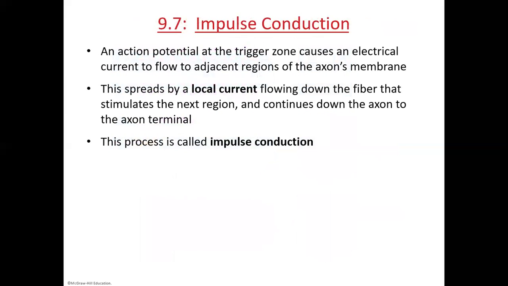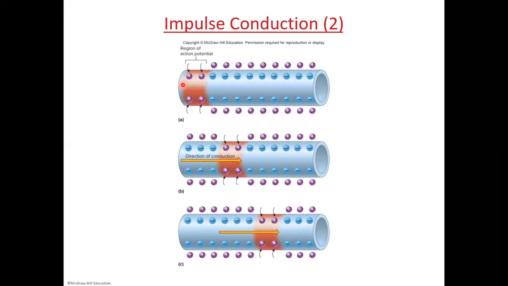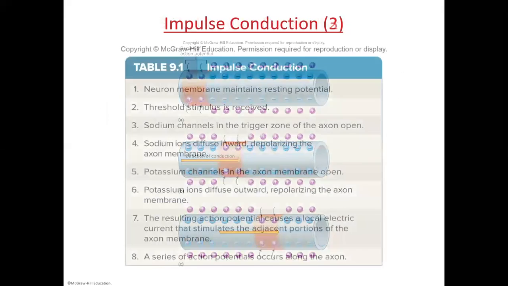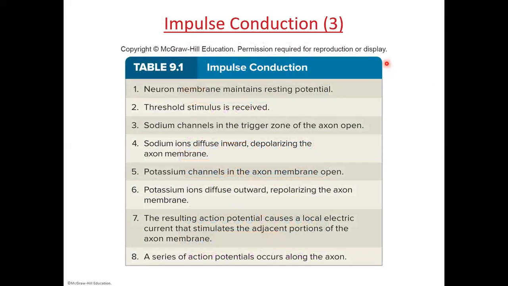Okay, so this will happen and the impulse will be conducted all the way down the axon, this changing of the electrical current. So you'll see, like here, you can see it a little bit better. You have the action potential occurring here, and then the action potential occurs here, and then it occurs here, and it goes on and on all the way down until it reaches the axon terminal. And here is a table, it's in your book, of the sequence of events.